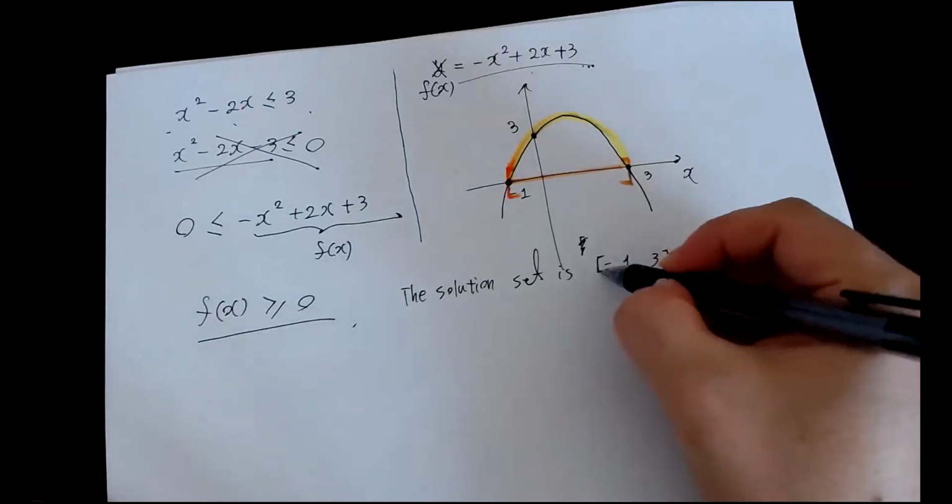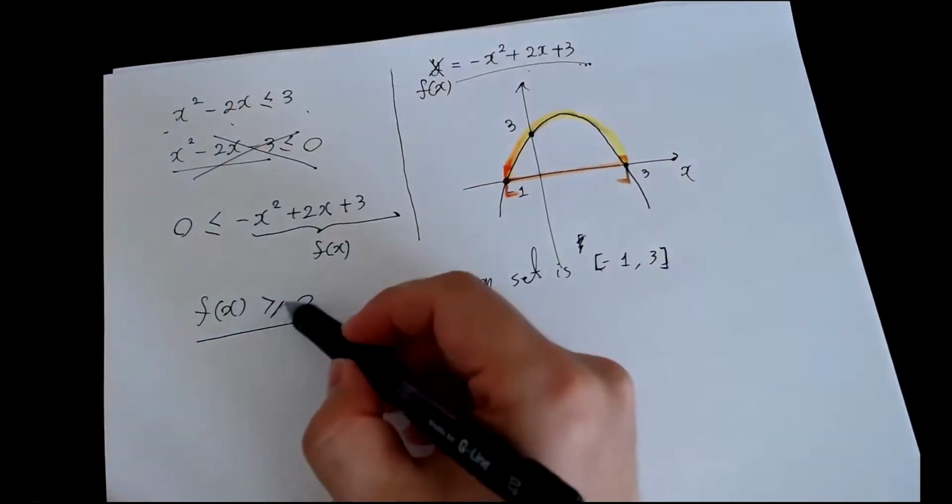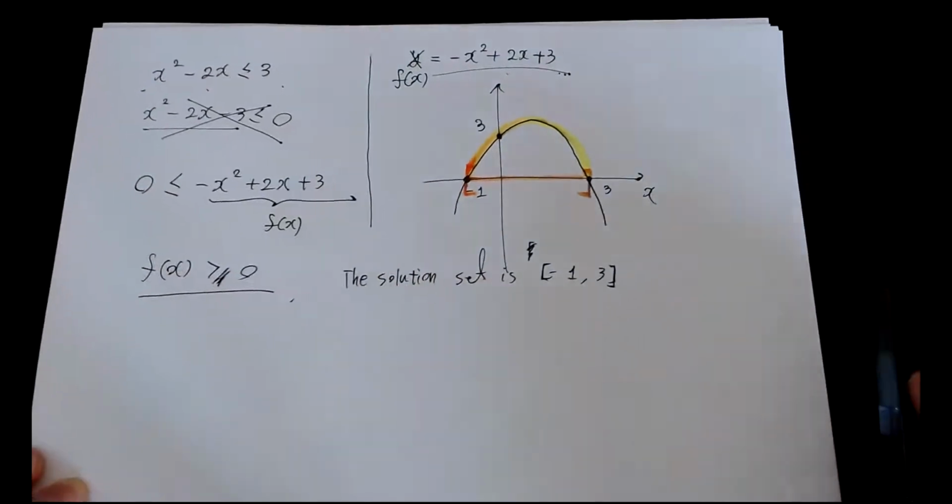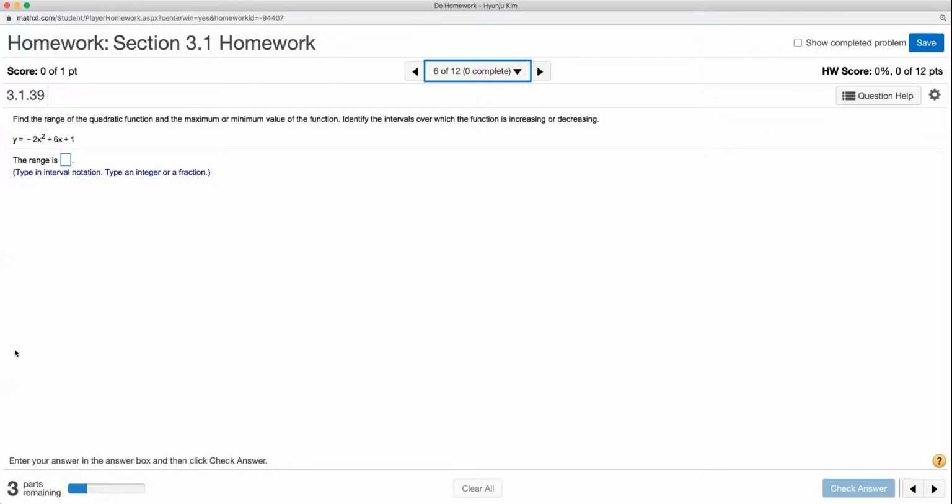Why use the closing number instead of the opening number? Because there is an equal sign right here. Okay, so let's move to the next problems. All right, so problem number 6.